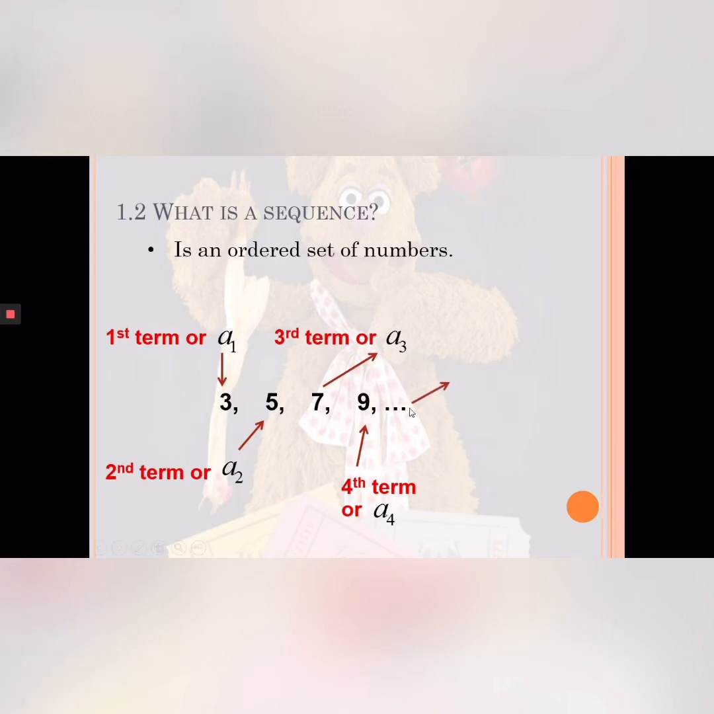And as you can see here, the three dots, we can express it in mathematical notation, which is a sub n or an, because we do not know what will be the last term in this sequence. Okay, so much for the basic introduction of sequence. Let's proceed to the next slide where you can identify the first term, second term, and so on.